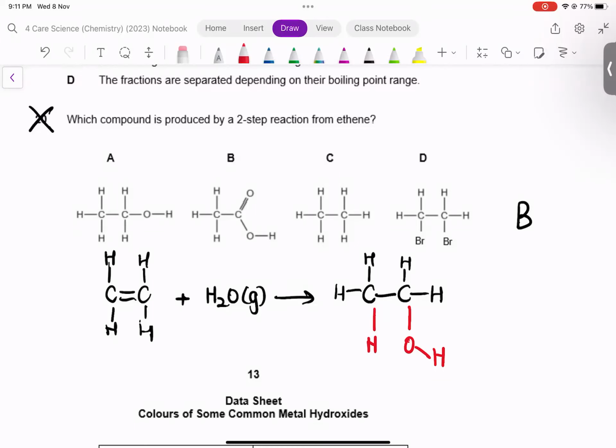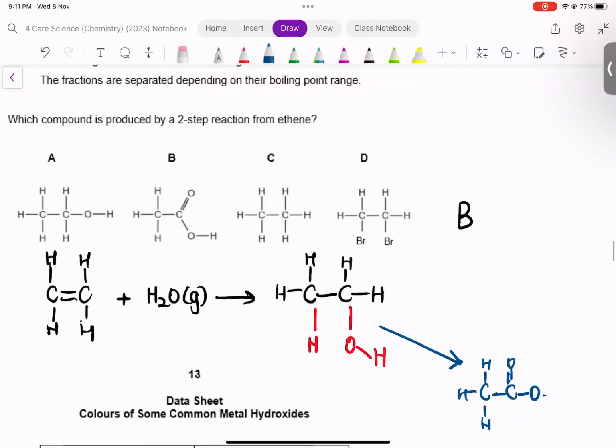So this is the first step. The second step is how do you convert ethanol to ethanoic acid? This you ought to know. This is in your syllabus, the second step. The second step to convert ethanol to ethanoic acid is, of course, oxidation. And to oxidize ethanol, we use acidified potassium manganate 7. All right. So that's why there are two steps here.